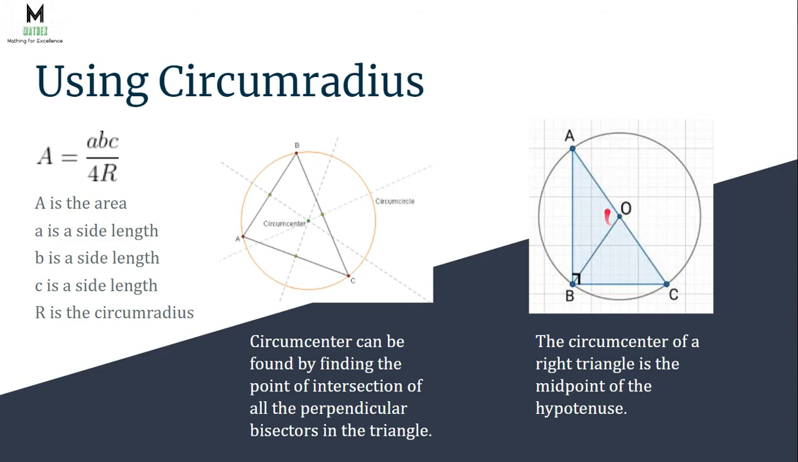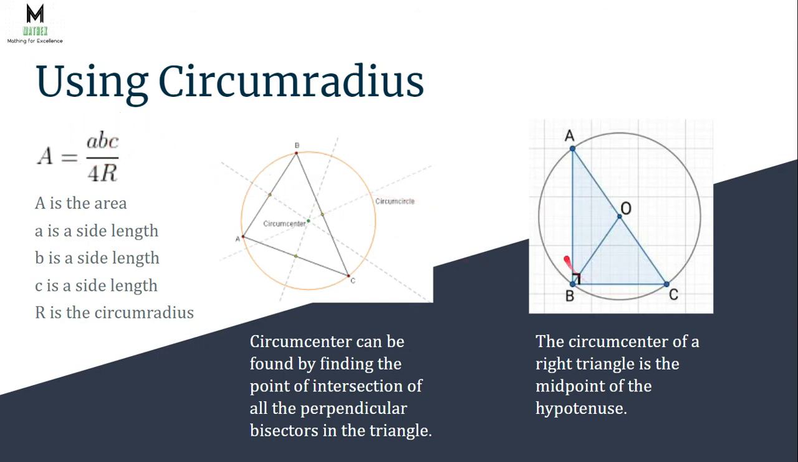And thus, O, which is the circumcenter, lies right on its midpoint. This can be really useful when dealing with right triangles and circles, as you could easily use this property to find certain lengths inside a triangle, or find the area of a circle circumscribed around a right triangle with quite ease. You could also use this to verify that this formula works.